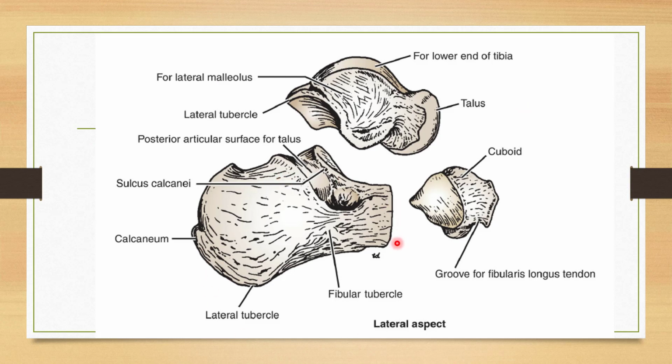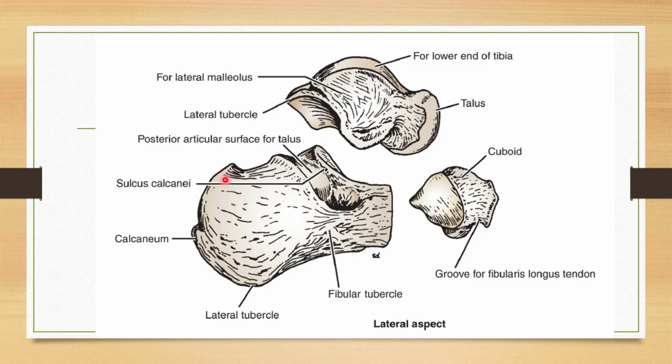Now this is the lateral aspect of the calcaneum and the lateral aspect of the talus. I have told you laterally the talus articulates with the lateral malleolus of the fibula, and this is the lateral tubercle on the posterior surface of the talus. In between the lateral tubercle and the medial tubercle there will be a groove for the flexor hallucis longus tendon.